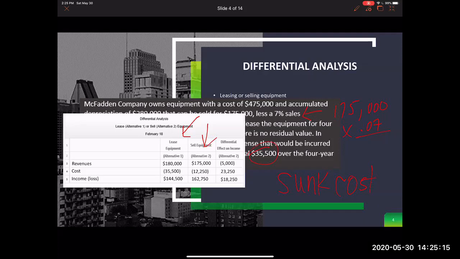With that in mind, if you're looking at these two alternatives, which one are you going to go with? Are you going to sell the equipment or lease the equipment? Which one would yield the most money to you? Hopefully you said you're going to sell this equipment because it will give you the most money. If you decided to sell this equipment versus lease it, you will make $18,250 more by selling it versus leasing it, okay? Hopefully that all made sense to you. That's the whole concept behind differential analysis when it comes to leasing versus selling equipment, okay?